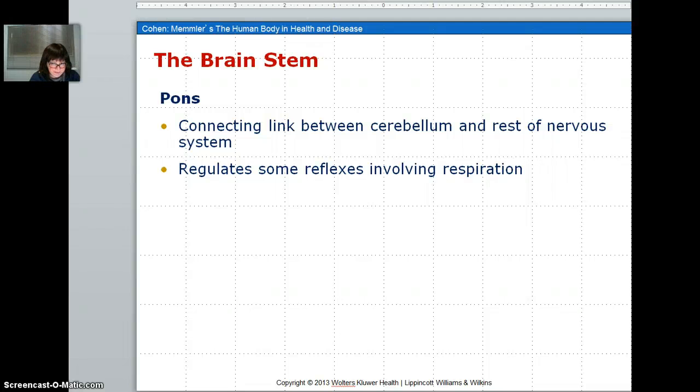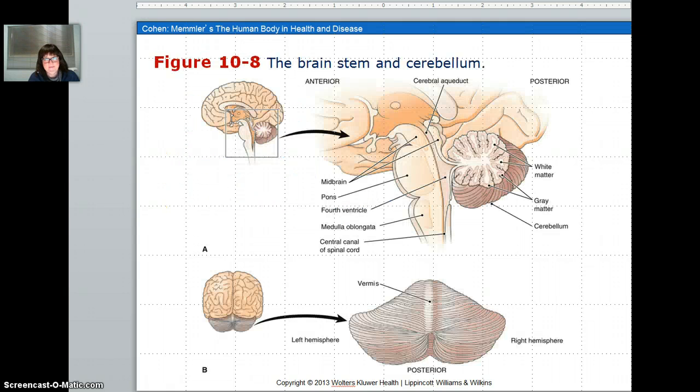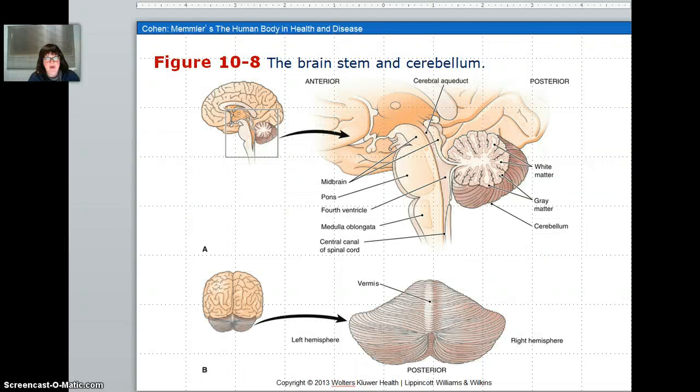So, reflexes involved with respiration are coughing and sneezing. When you look at the medulla oblongata, that's where the respiratory center is, the cardiac center that controls your heartbeat, and your vasomotor center, which controls your blood vessels. Very simple down at the bottom, okay?